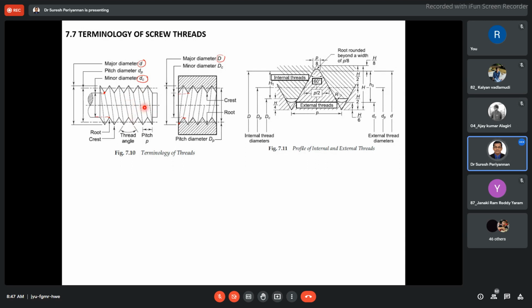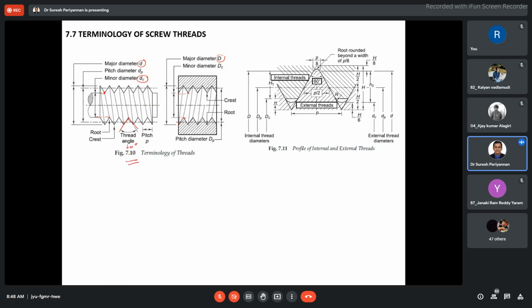Now, thread angle. Thread angle is the angle included between the sides of the thread. These are the sides of the thread, measured in an axial plane. The thread angle is considered 60 degrees for the ISO metric thread.